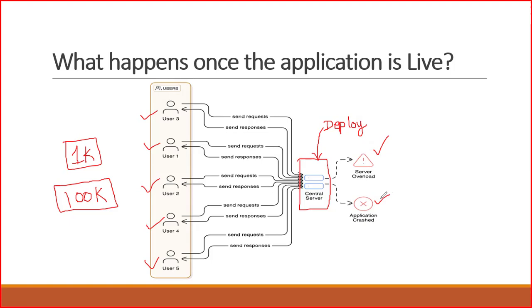More users than expected tried to access the application during that particular sale period. Because of that, the server got overloaded initially, and finally the application crashed, right? So this is the kind of issue that the Flipkart team faced here. I'm just taking one example over here.